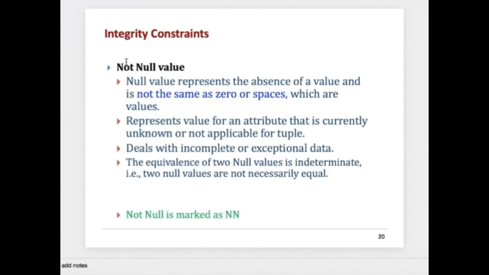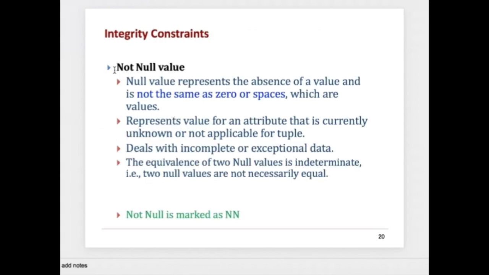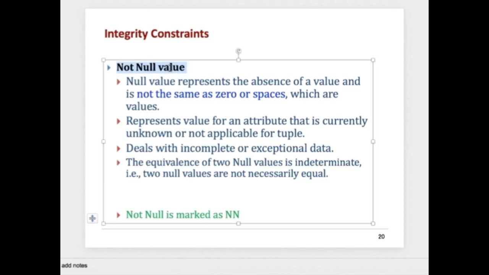Second constraint. Here we saw the unique key constraint. We are going to see the second constraint, which is not null. That means we cannot leave something absent. If I declare some column as not null, you cannot leave it absent. You cannot leave it blank. It must be some value. So not null means a value is mandatory.